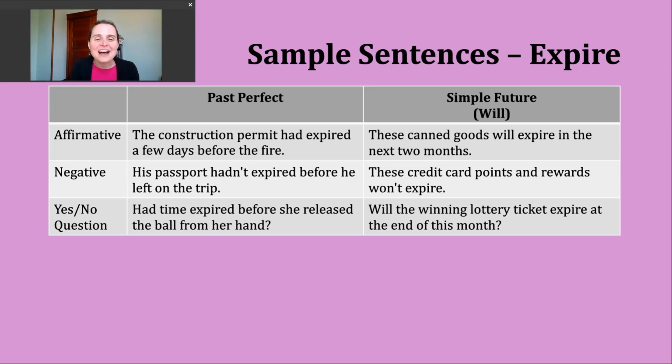A third way of talking about the simple future is to make yes or no questions. To do that, I start with will, then I have my subject, and then the base verb. You can see that in my last example. Will the winning lottery ticket expire at the end of the month? In some states, that does happen, where you only have a certain period of time to turn in your ticket in order to receive the prize.